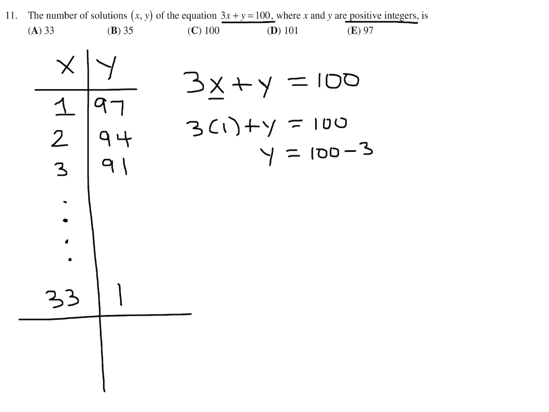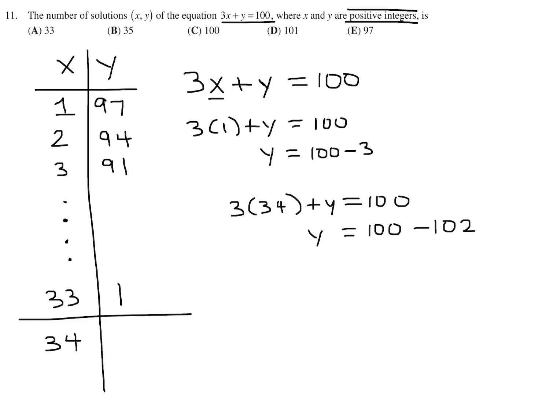After that, there's no more solutions where x and y are both positive, because if I put 34 for x, you would get 3 times 34 plus y is 100. y is 100 minus 102, and y is therefore negative 2. And since y is negative, that's not a possible solution for our conditions. So this is no good. So the only possible solutions are those ones, and there are 33 of them, from 1 to 33. So the answer for 11 is A.